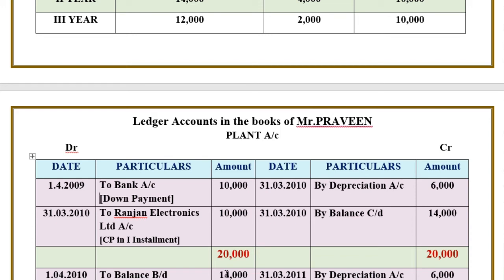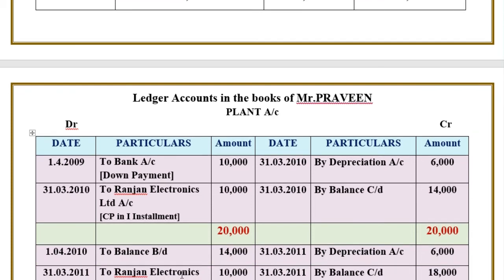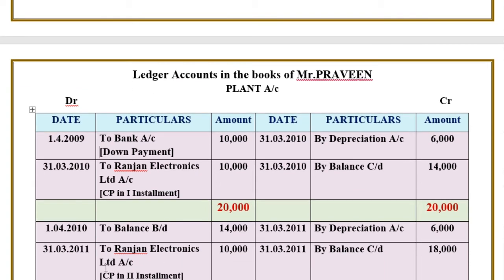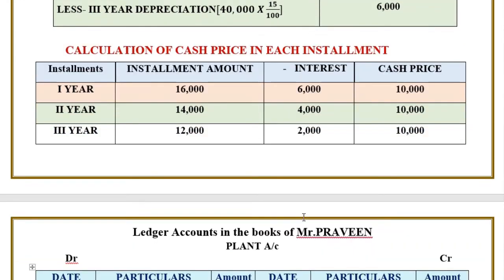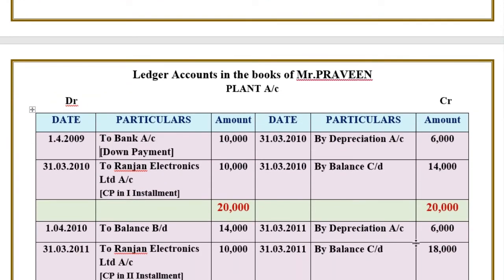Then again you record the second installment money. This is the cash price in each installment, plus you keep charging depreciation. So debit side to Ranjan Electronics Limited, the cash price in the second installment. How much is it? 10,000 rupees. And you also charge depreciation for the second year. Now the second year depreciation is 6,000 rupees. If you want, you can calculate it once and check. The second year is also 6,000. So you charge the second year depreciation here, 6,000 rupees.